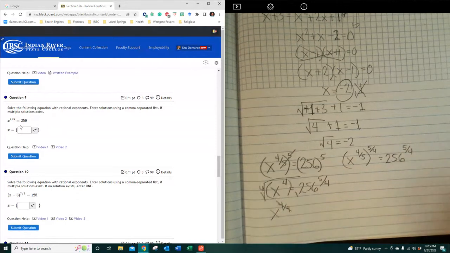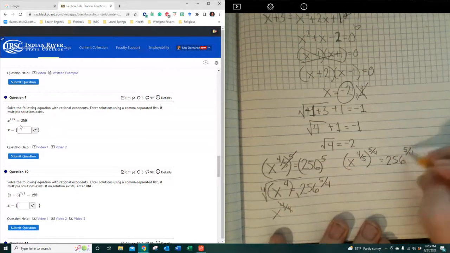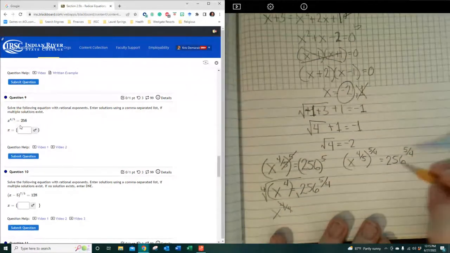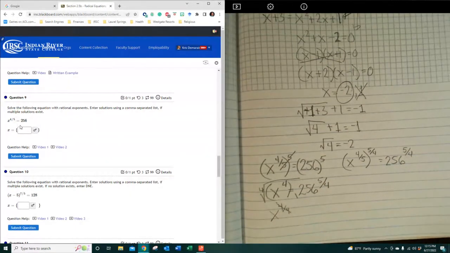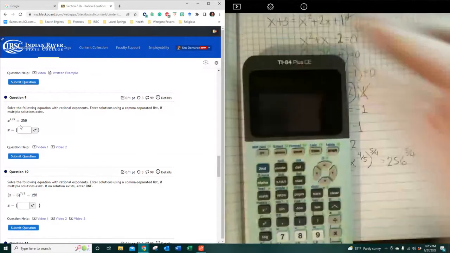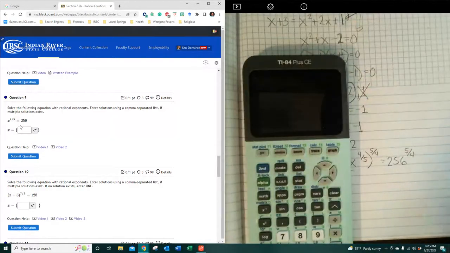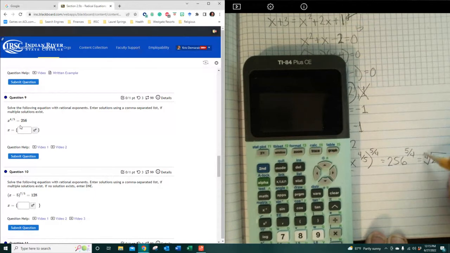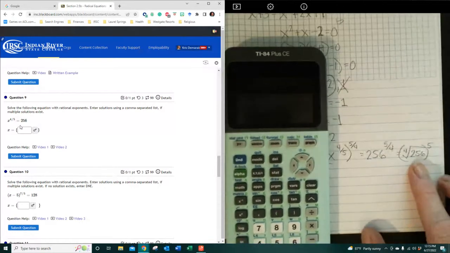All right. Now, what does this mean? What we could do is take our calculators. We don't even need to do much here. All I say is to take the fourth root of 256 and then raise it to the fifth power. So another way of writing this is this way. There's multiple ways we can write this, but this is one that we can do.